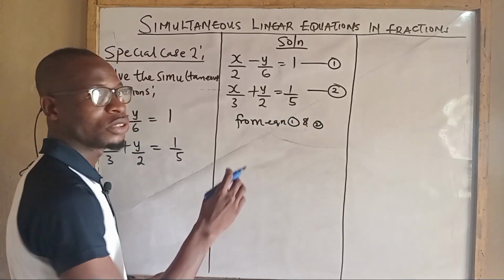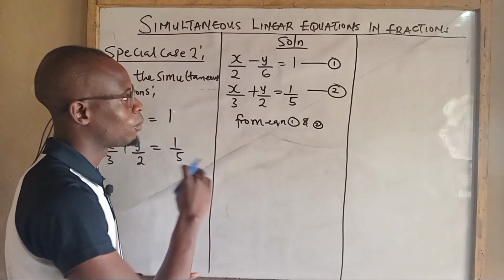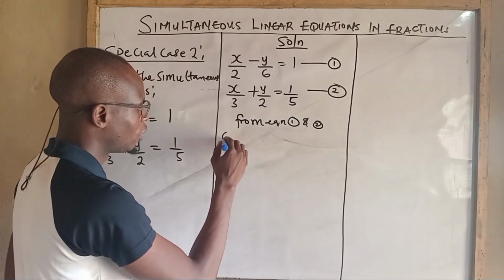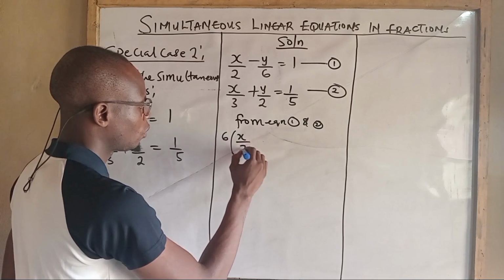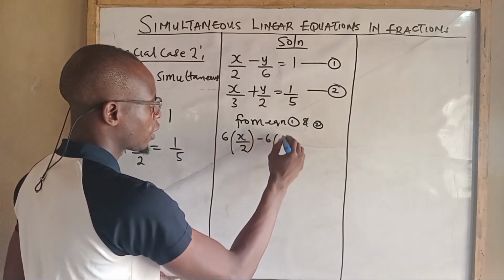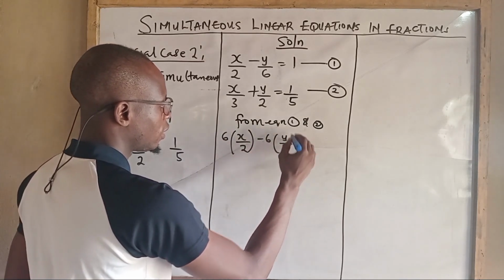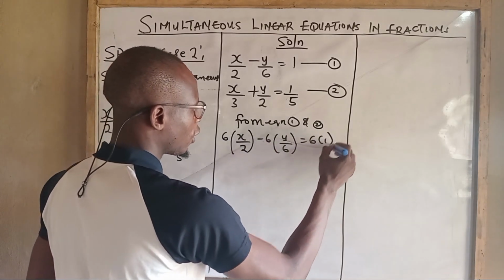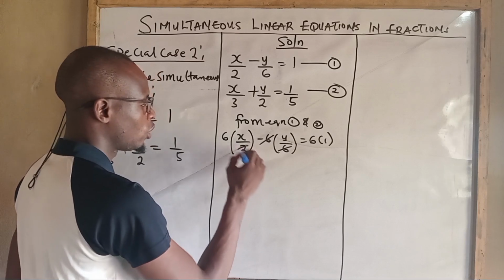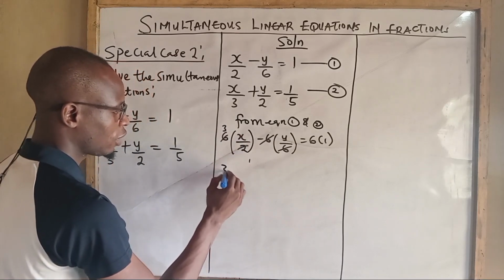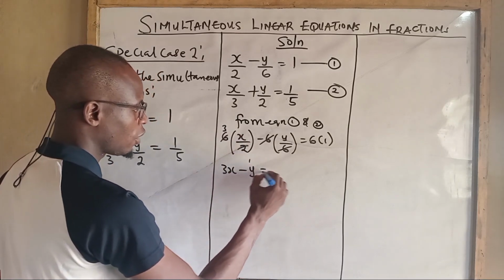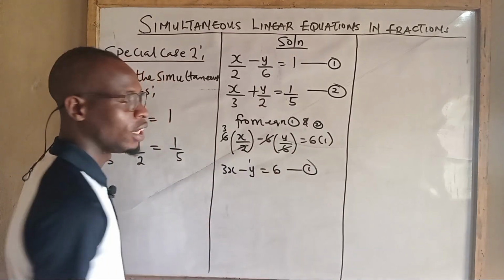In equation 1, the LCM is 6, so you multiply both sides by 6. If you do that, 6 bracket x over 2 minus 6 bracket y over 6 equals 6 bracket 1. So this will cancel out: 2 here 1, then 2 here 3. So you are left with 3x minus y equals 6. That is equation 1 in linear form now.